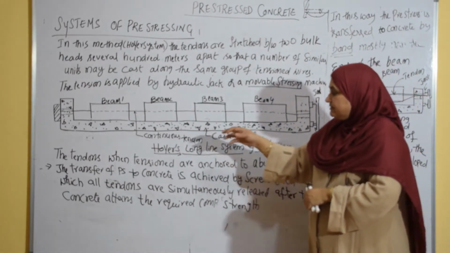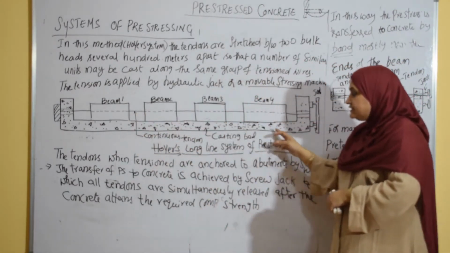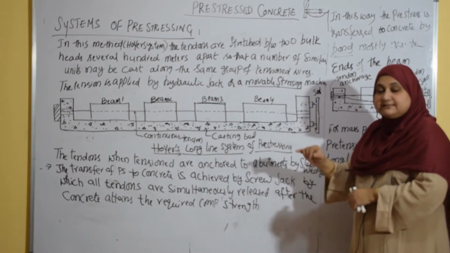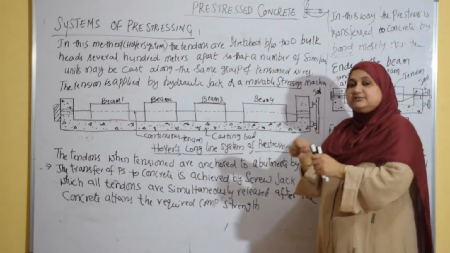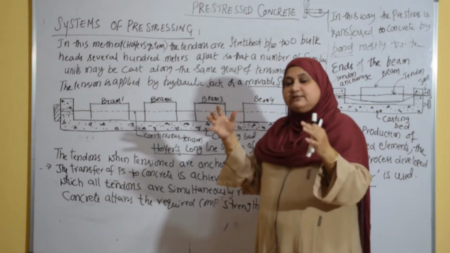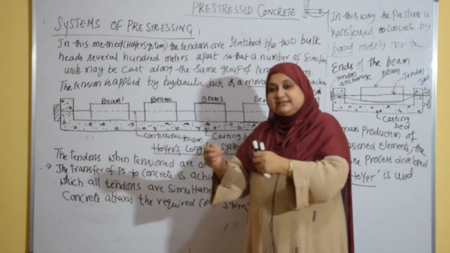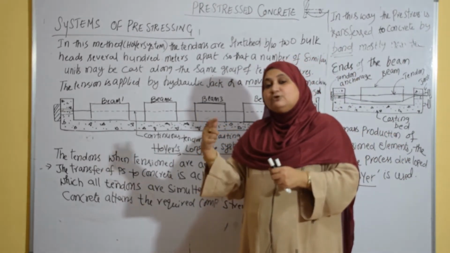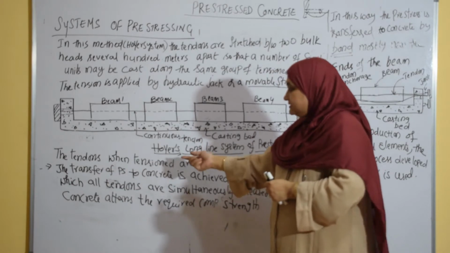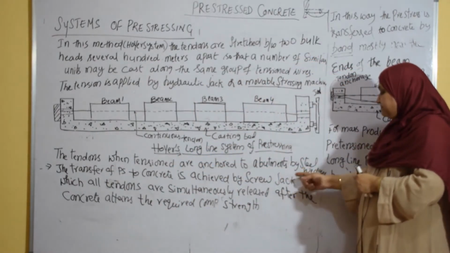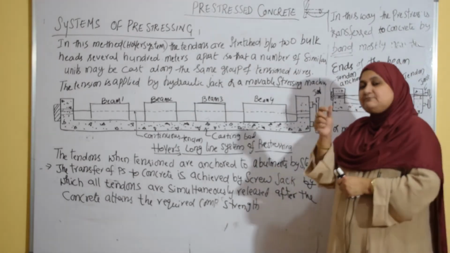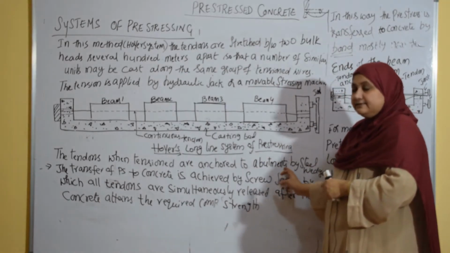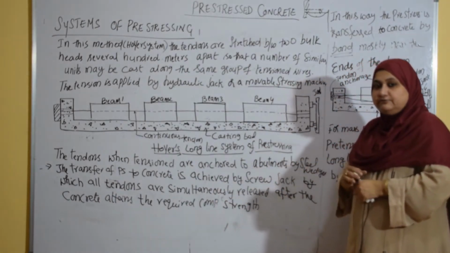So when the tendons are tensioned, they will be anchored to the abutments by wedges. Once tensioning is completed, they will be anchored so that they don't lose it. The tensioning that has been done should not go back to the original position. For that, the ends of the tensioned tendons will be anchored to the abutments by steel wedges. Some sort of steel fixing, you can say. So it will be fixed to the abutments. Then the transfer of pre-stress to concrete is achieved.